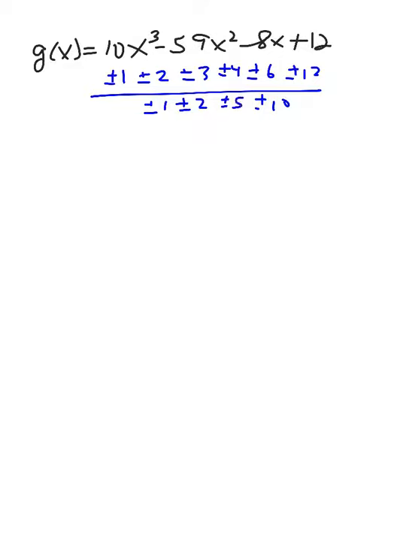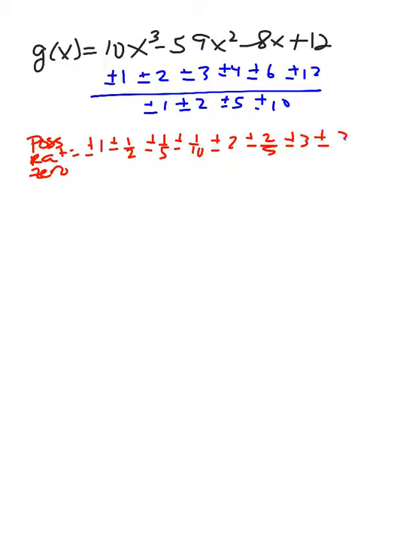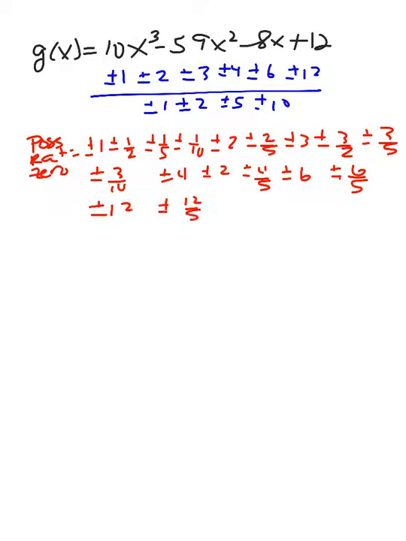Okay, so now my possible rational zeros, actually. We have plus minus 1 over plus minus 1 is 1. Plus minus 1. We have plus minus a half, plus minus 1/5, plus minus 1/10, plus minus 2, plus minus 2/5, plus minus 3, plus minus 3/2, plus minus 3/5, plus minus 3/10, plus minus 4, plus minus 2, plus minus 4/5, plus minus 6, plus minus 6/5, plus minus 12, plus minus 12/5, and plus minus 6/5.